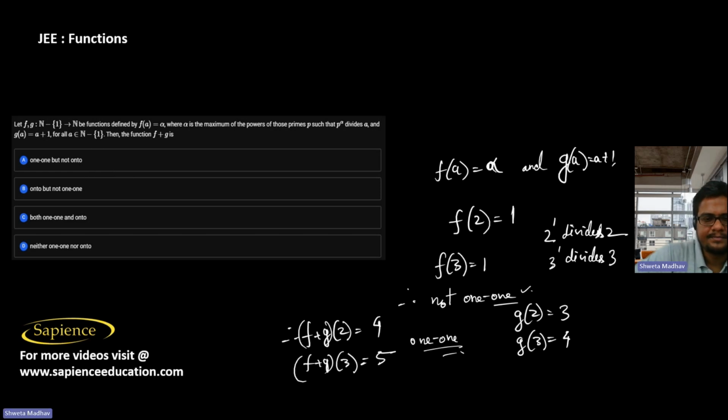So therefore, for f plus g, the minimum value will be f plus g of 2, that is 1 plus 3, that is 4. So this is the minimum value of f plus g.